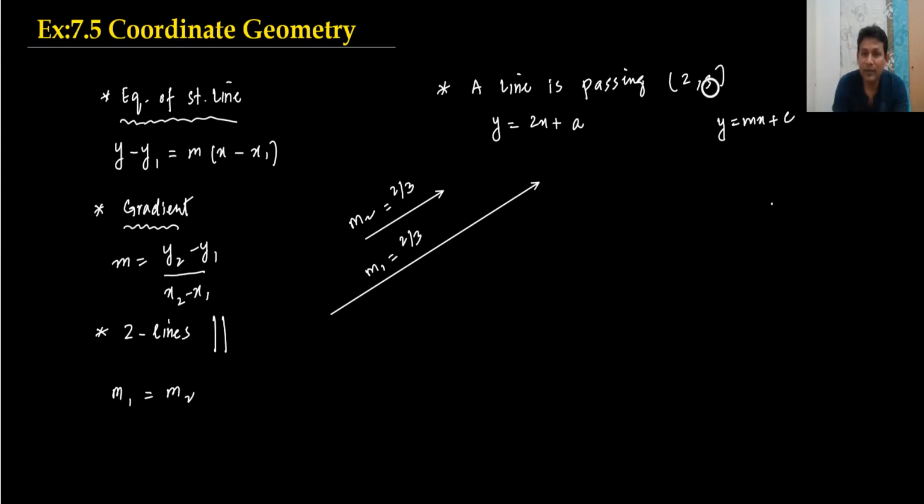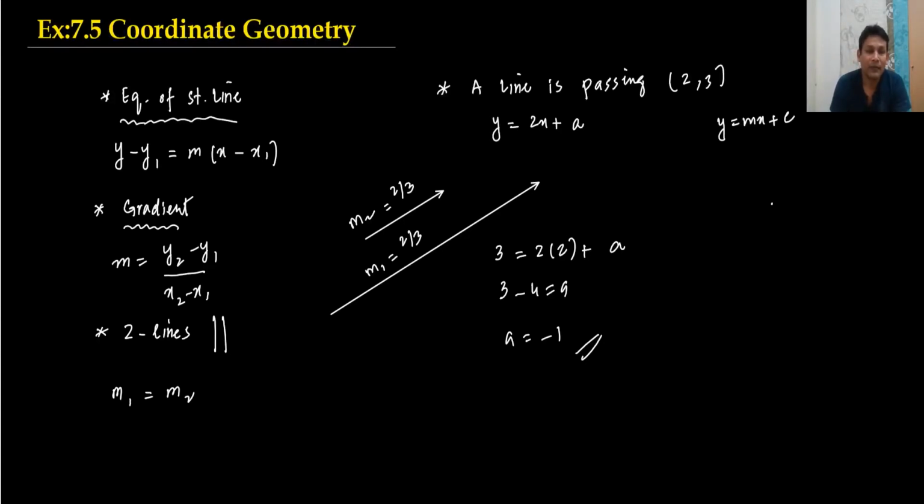So 2 and 3 will be substituted in the place of x and y. y is 3 and x is 2, so you can find the value of a. 3 minus 4 equals a, so a equals minus 1. This is a very important part. Whenever a line is passing through a particular point, put the values of x and y in this equation.